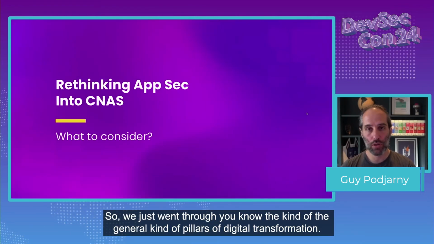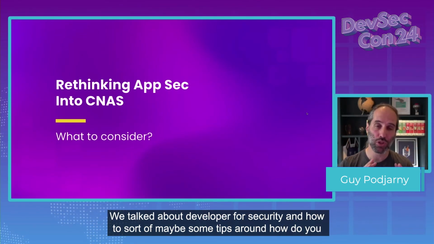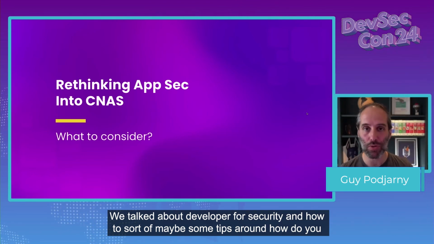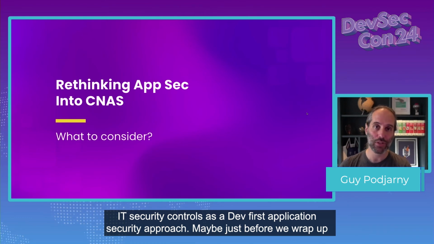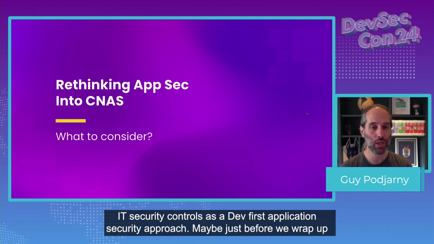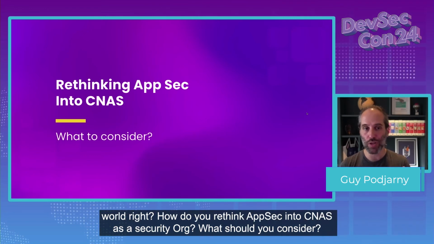So we just went through the general pillars of digital transformation. We talked about developer first security and some tips around how to adapt to it. We talked about cloud native AppSec and how you want to rethink some of these IT security controls as a dev first application security approach. Maybe just before we wrap up, two or three items about how you adapt more broadly as an organization into this world. How do you rethink AppSec into CNAS as a security org? What should you consider?